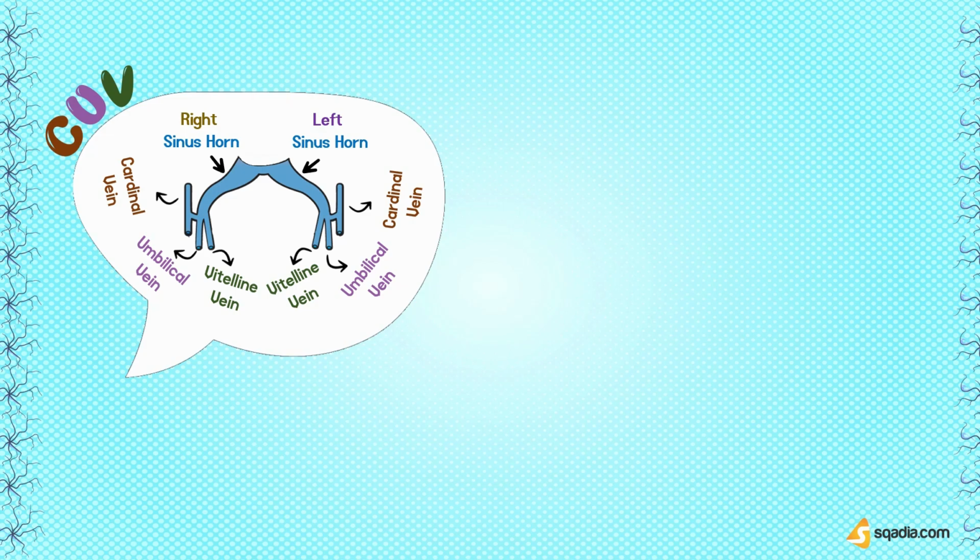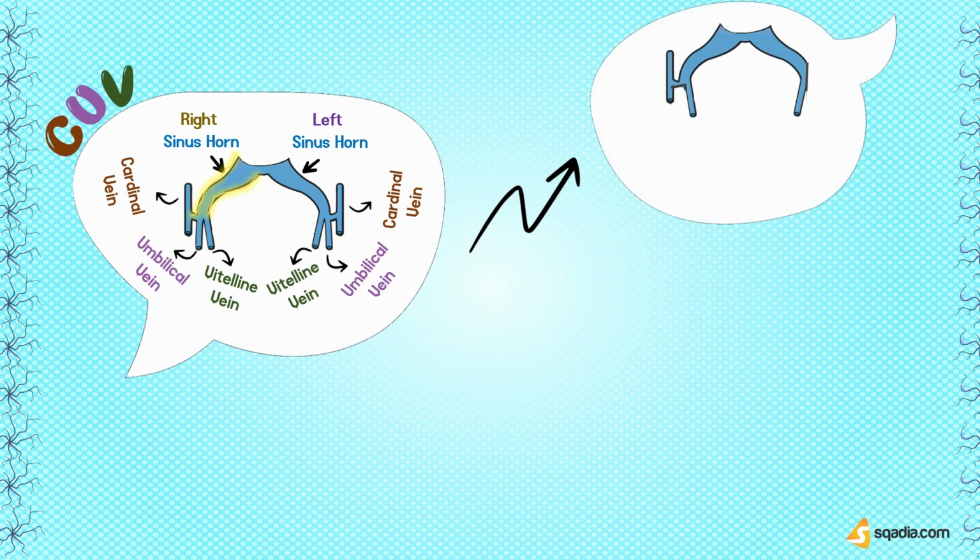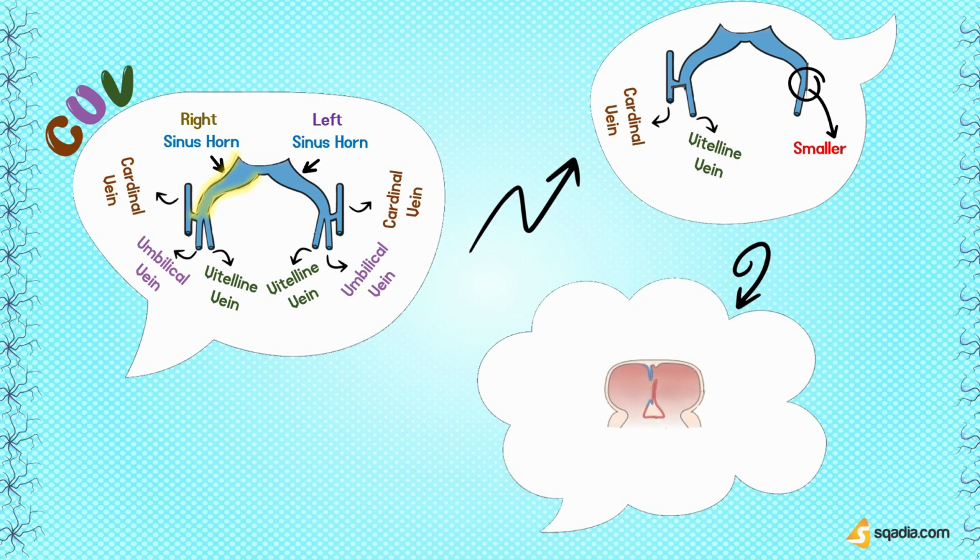Now, venous drainage becomes prioritized to the right side of the embryo. The left sinus horn becomes smaller and less significant. This is the cardinal vein, and this is the vitelline vein. The left sinus horn eventually forms the coronary sinus, draining the coronary veins into the right atrium. The right sinus horn persists and enlarges. The cardinal vein becomes the superior vena cava, and the right vitelline vein becomes the inferior vena cava.